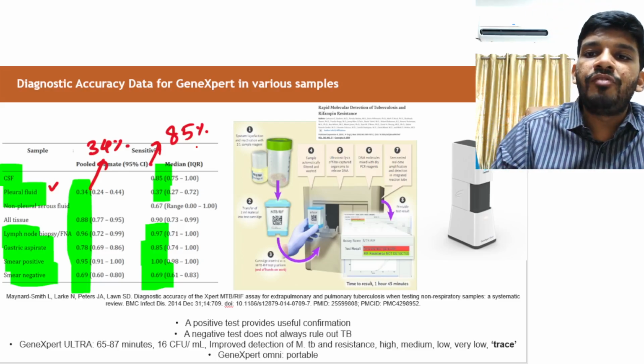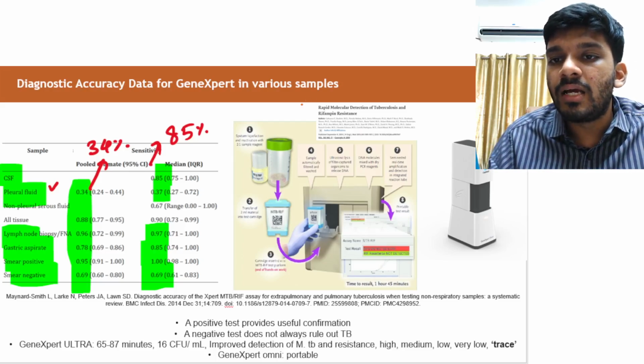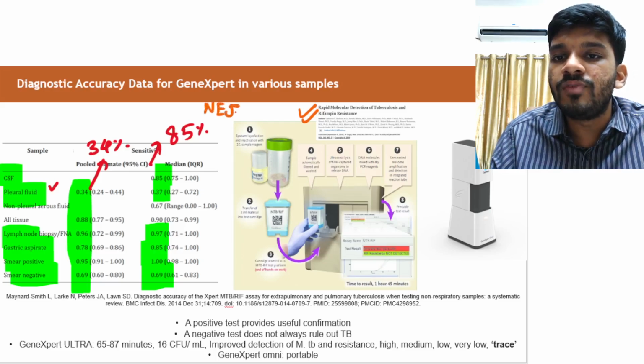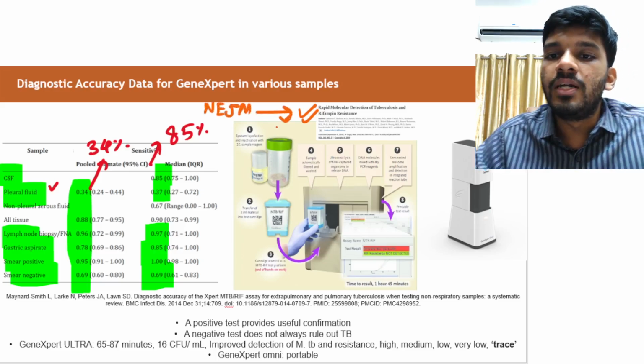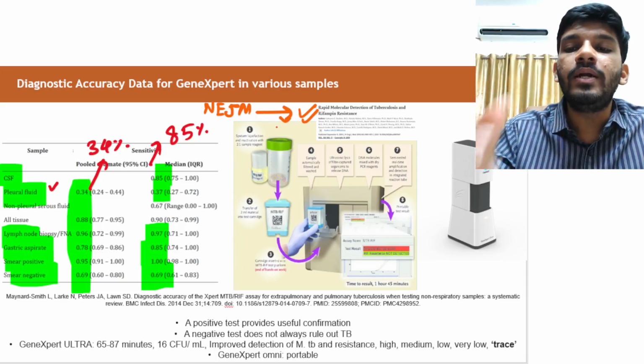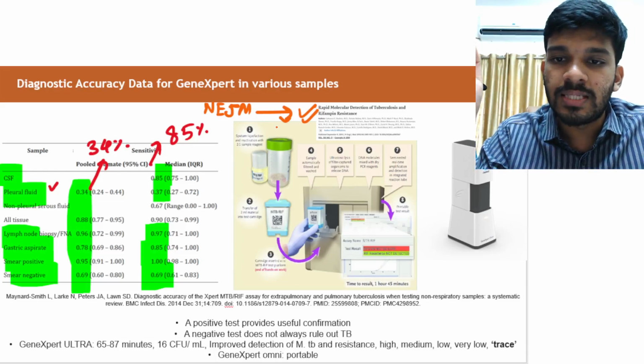Okay. This was the figure when GeneXpert as a technique was discovered. The article was published in NEJM, right? Rapid diagnosis of tuberculosis with rifampicin resistance. This figure is from that article. It shows you how it is a self-sustained cartridge, that you don't need anything else apart from a small cartridge where you put the sputum and you process the sample.